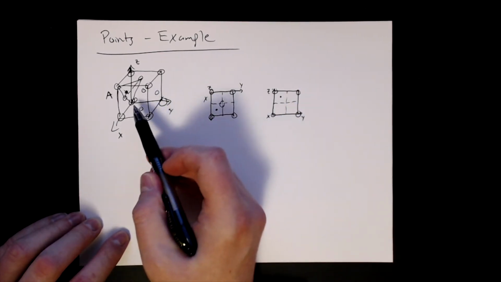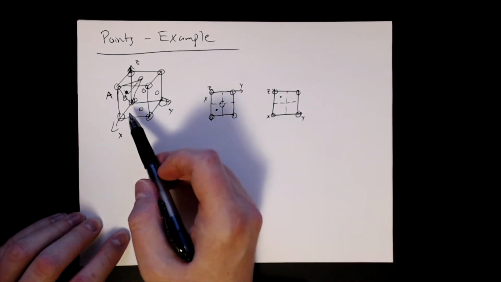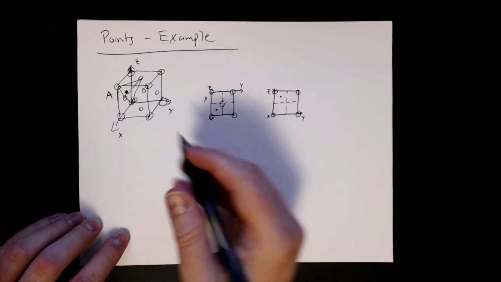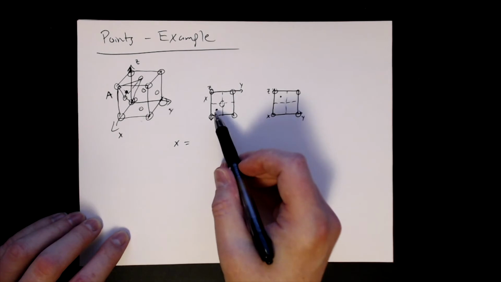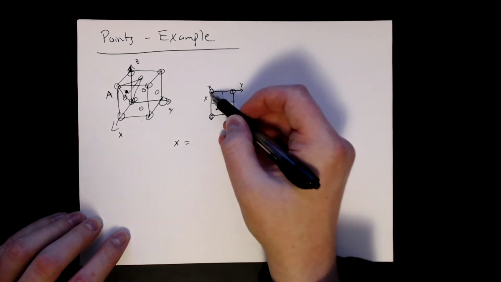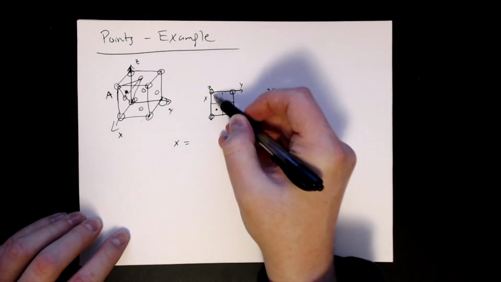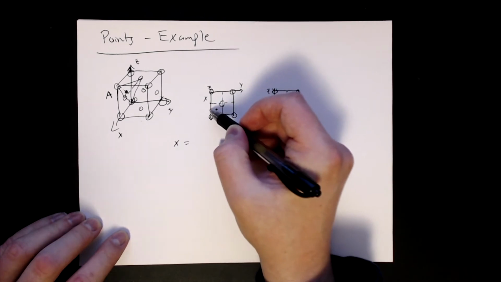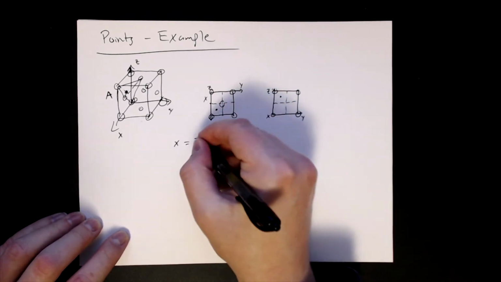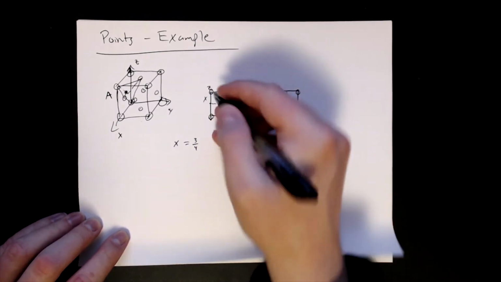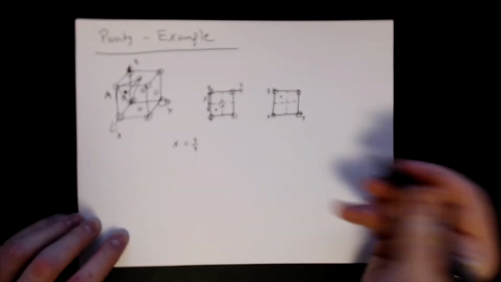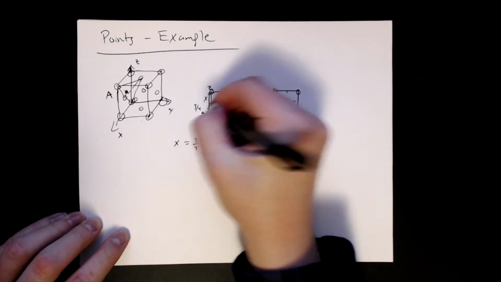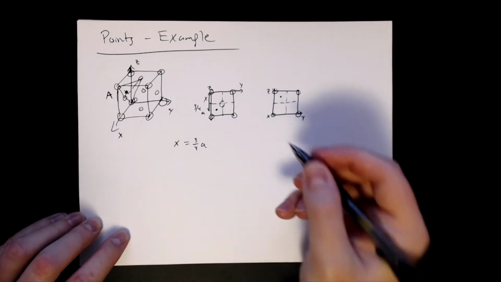So let's look at where it is in terms of the x direction, the fractional amount. This one is a good one to look at because we can look at the x direction here. So this is half, so this would be 3/4. It's actually 3/4. Basically this distance is 3/4 of A, 3/4 of the A length.